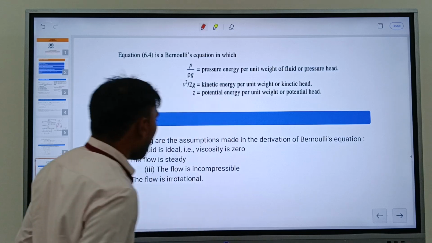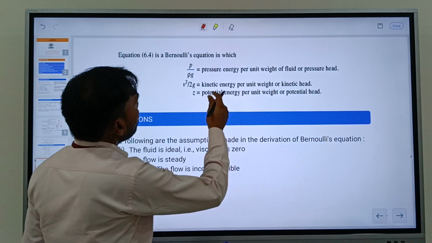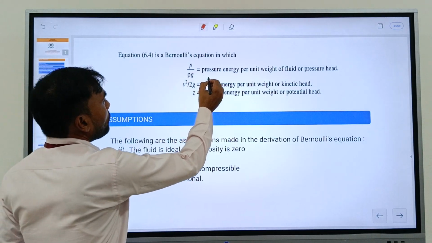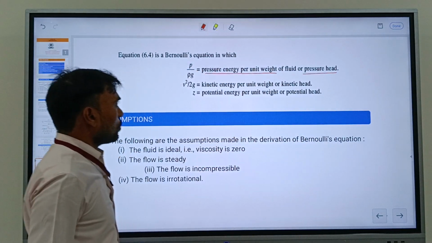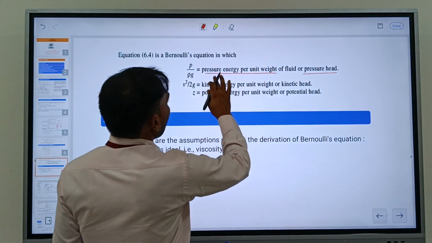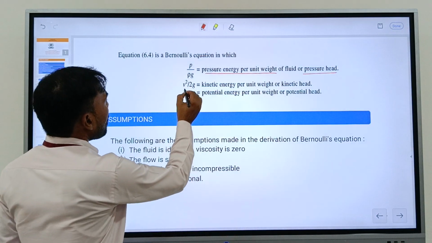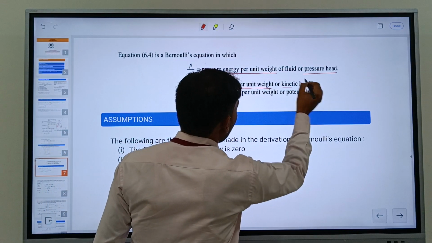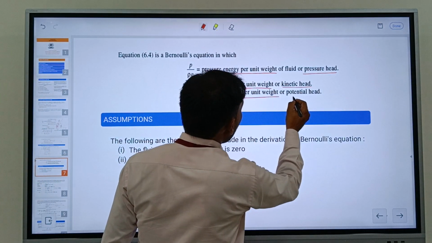These three terms have their individual significance. P by rho g is known as the pressure energy per unit weight, or pressure head, of the fluid or liquid. V square by 2g is known as the kinetic energy per unit weight, or kinetic head. Similarly, z is known as the potential energy per unit weight, or potential head.